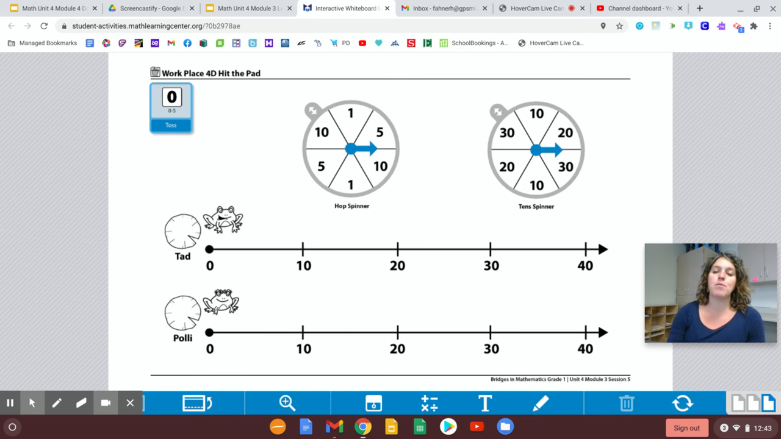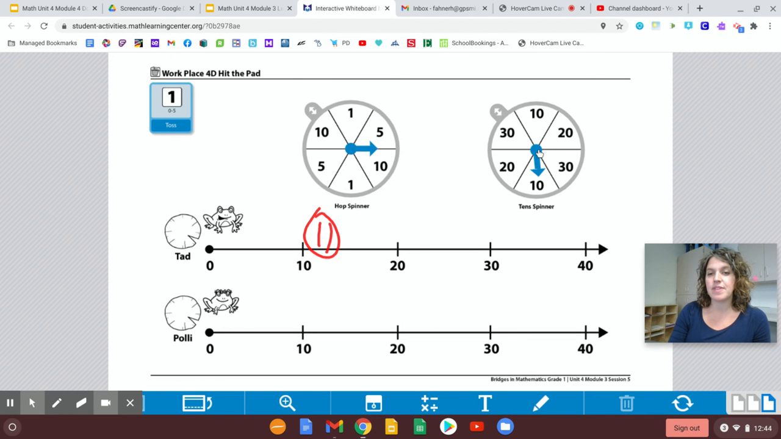So let me show you a little bit more of how you can do it so you can teach your grown-up when it's time. To figure out what your magic lily pad number is, you're going to spin the ones with 10, 20, 30 on it. I got 10. You're going to toss the number here. I got 1. So what's 10 and 1 more? 11. 10 and 1 more is 11. So that's my magic lily pad number.